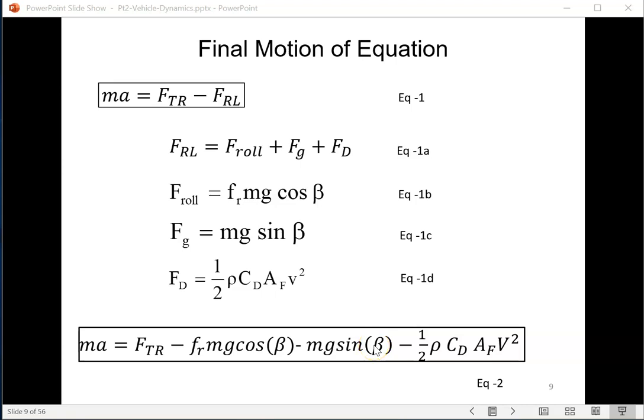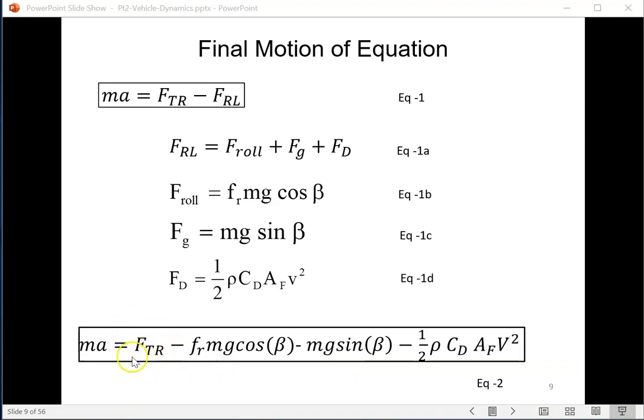In the last lecture, we went through the steps to derive the equation of motion for vehicles going forward. We ended up with equation number 2 here, which involves the mass times acceleration on the left-hand side, and the summation of forces on the right-hand side.